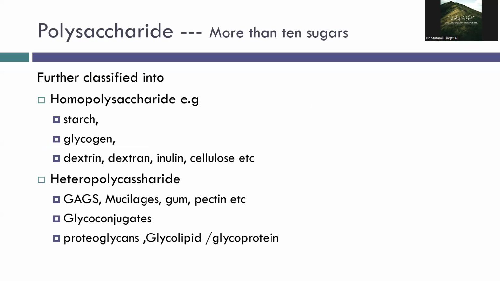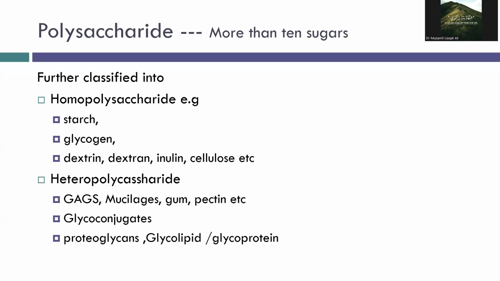Next are the polysaccharides. Let's talk about their classification. Polysaccharides means more than 10 sugars are present in the structure. Polysaccharides are further divided into homopolysaccharides and heteropolysaccharides. Homopolysaccharides are made up of one type of monosaccharide, for example, starch, glycogen, dextrin, dextran, inulin, and cellulose.